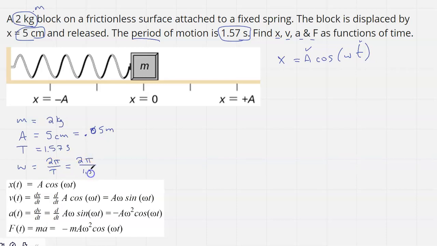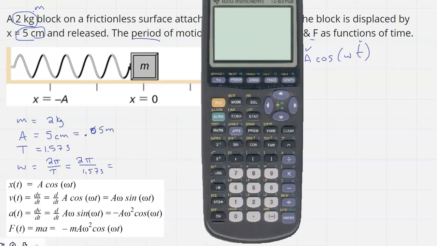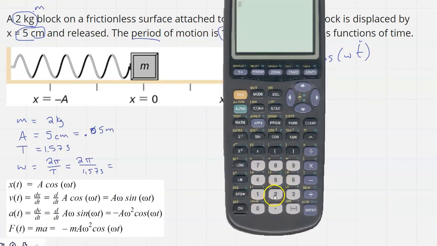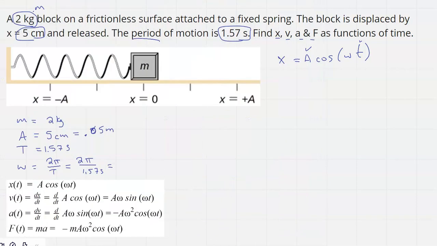My T was 1.57 seconds, and maybe I want to get a number here, or maybe I just want to put that into the function. Let's just get a value here for this and be done with it. If I take 2 pi and divide that by 1.57, there is 4.002. I'm going to just call that 4 in the interest of sanity. So let's put down a 4 there. Again, remember this is measuring radians per second. So I'm going to put the units on there as well.